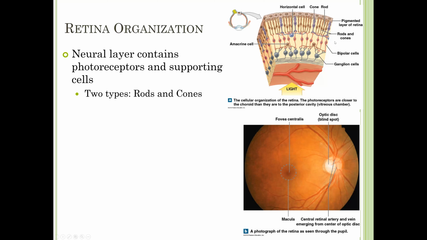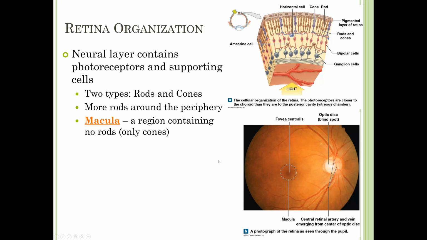So there are two types of photoreceptors, rods and cones, and we'll go over the difference between those in a moment. There are more rods around the periphery of the retina, and as you get to the center of the retina, there are fewer rods and more cones. So the macula, which is shown by this dotted line in this image, is a region containing only cones, so there are no rods in the macula.